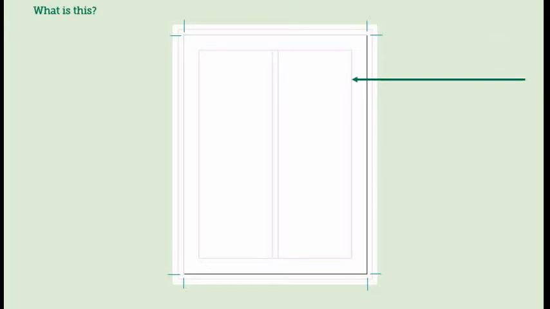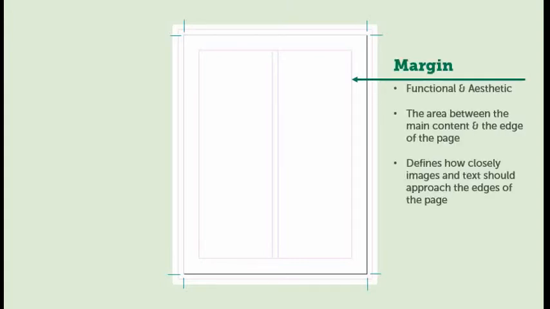Okay. Now we have this pinky purple rectangle. Does anyone know what that is? That is your margin. We're going to talk about the margin again a little bit later into this deck, but the basic things you need to know about the margin are they are both functional and aesthetic, and they are the area between the main content and the edge of the page. The margin is going to define how closely the images and the text should approach the edges of the page. And you, designer, set the margins of the document.